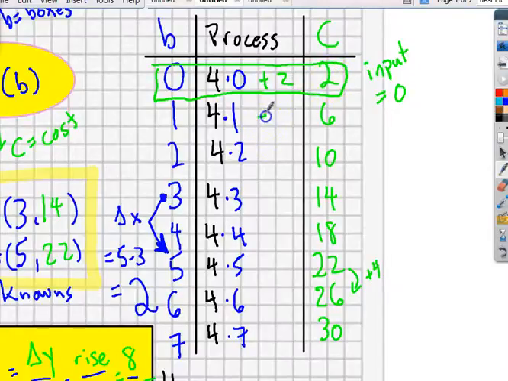Do you always add 2? 4 times 1 plus 2 is 6. 4 times 2? 8 plus 2? 10. Okay, so it looks like this is always going to work. Let's spot check it. 4 times 5? 20 plus 2? 22. Okay, it's still working.